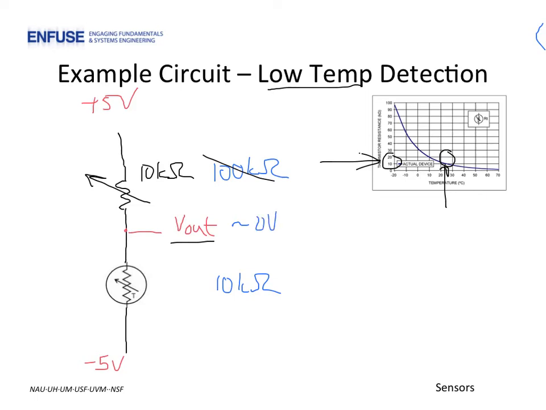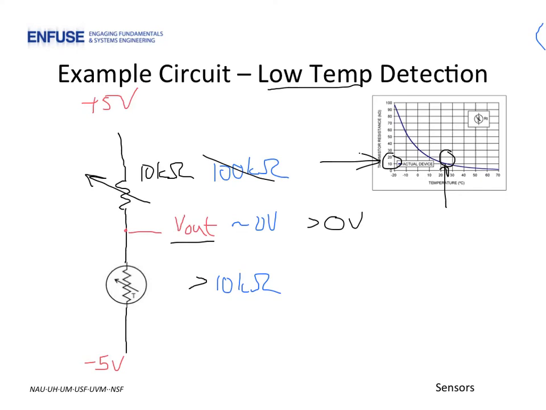As the temperature drops lower, the thermistor resistance will increase, and a larger percentage of the voltage difference will occur across the thermistor. As a result, the output voltage will become positive. We can use a comparator, a device we can build with an op-amp, to let us know when this voltage is greater than 0, and then use that output to turn on an alarm.